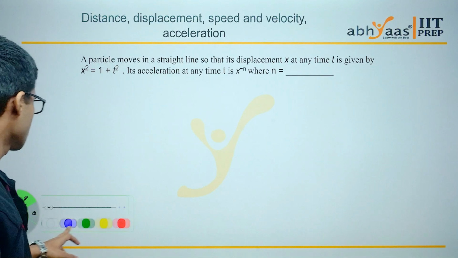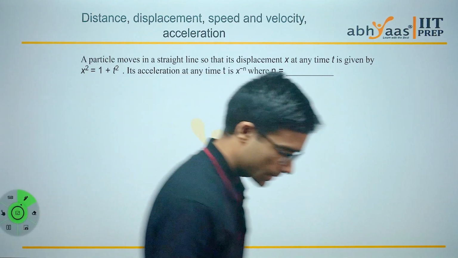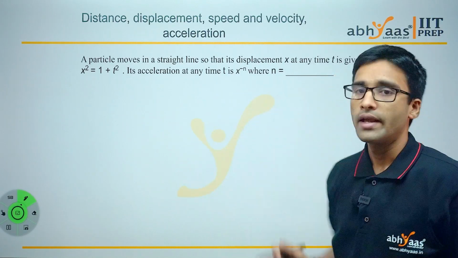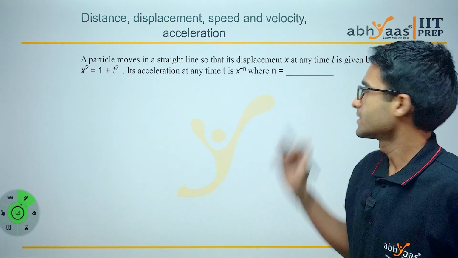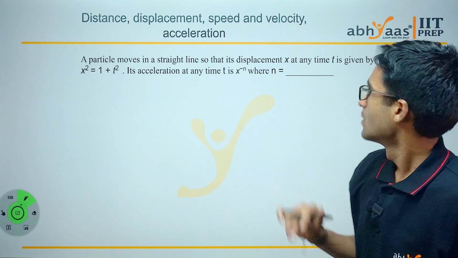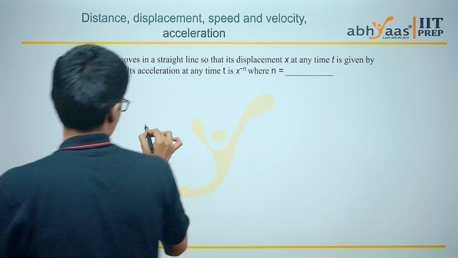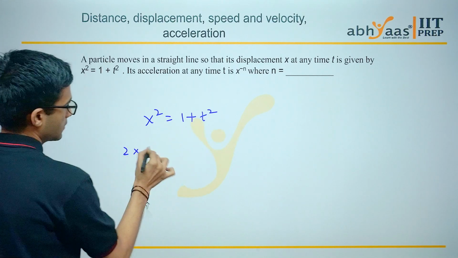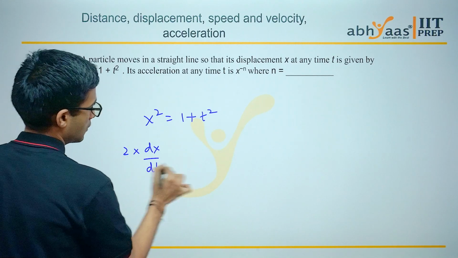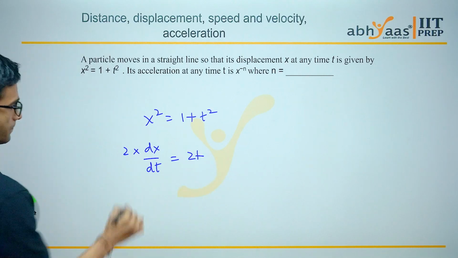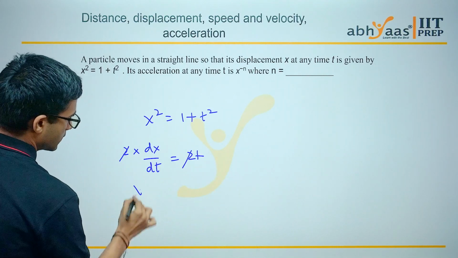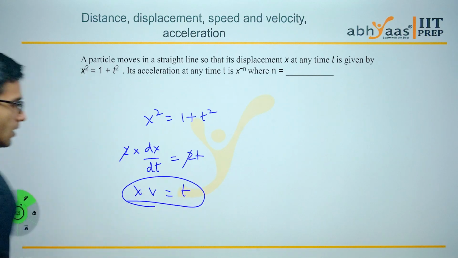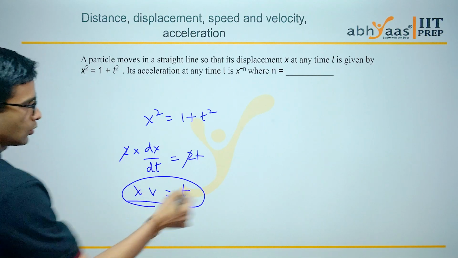Here what he has given: x square equal to 1 plus t square. You need to find acceleration, where x is the displacement. He has given this in the question. Now if you write x square is equal to 1 plus t square, then 2x dx by dt is equal to 2t. Now the 2 gets cancelled, so x into v is equal to t. So here you just see this. Now after that we will use this one.